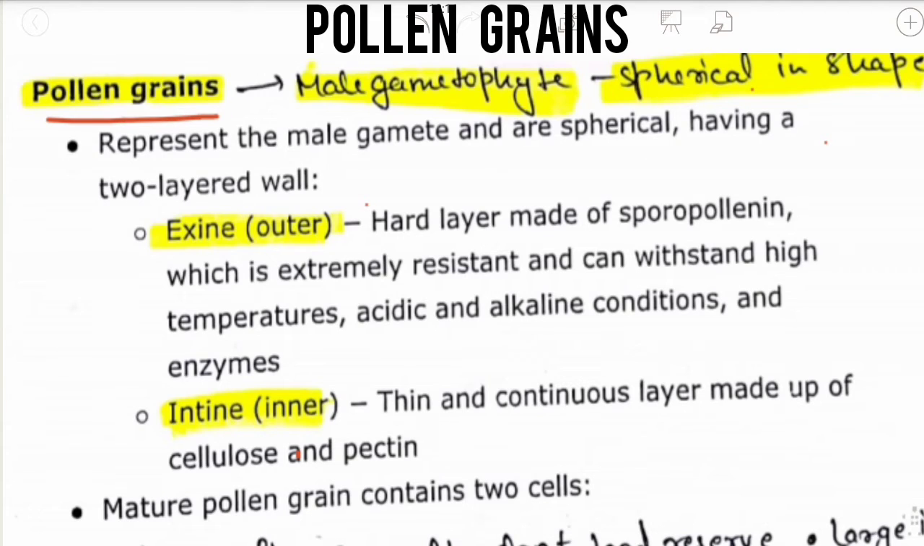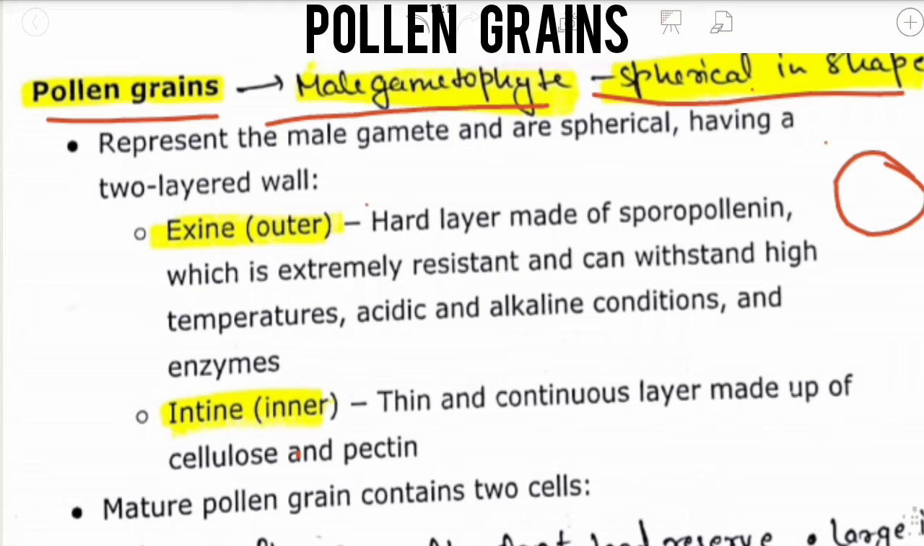Pollen grains. Pollen grains are the male gametophyte, spherical in shape. We know how the pollen grains are formed. As the anther matures, the microspores get detached from each other and develop into pollen grains.